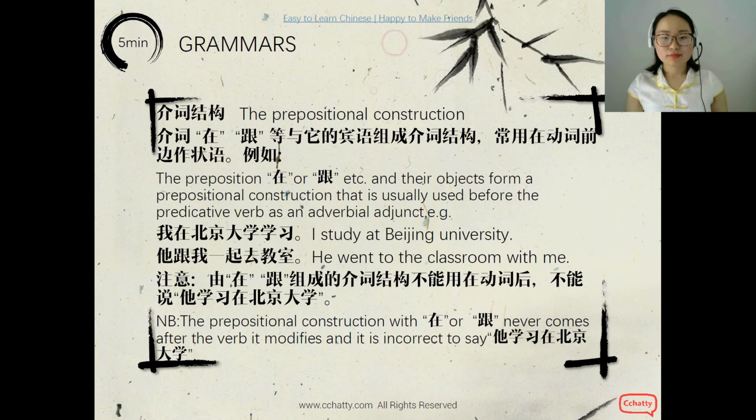Okay. 我在北京大学学习. And the second sentence, he went to the classroom with me. 好，他跟我, with me, 跟我一起，他跟我一起去教室。Okay, follow me again. 他跟我一起去教室。Okay. 好 this is a prepositional construction.